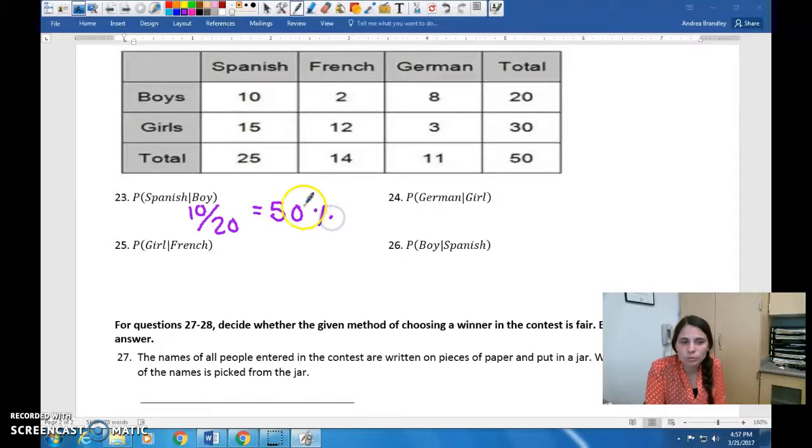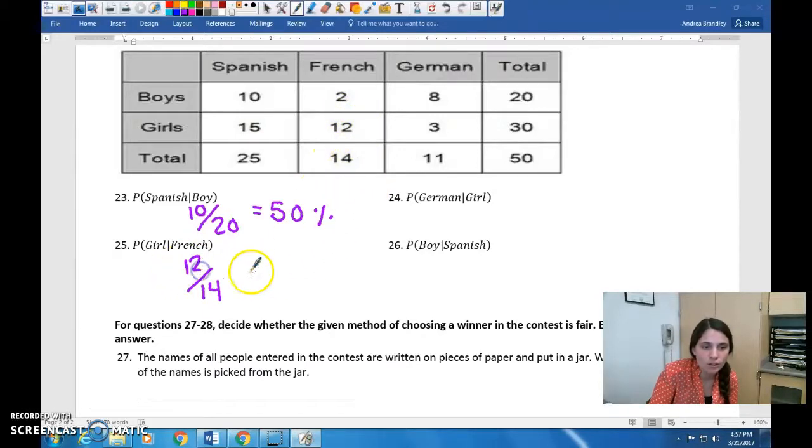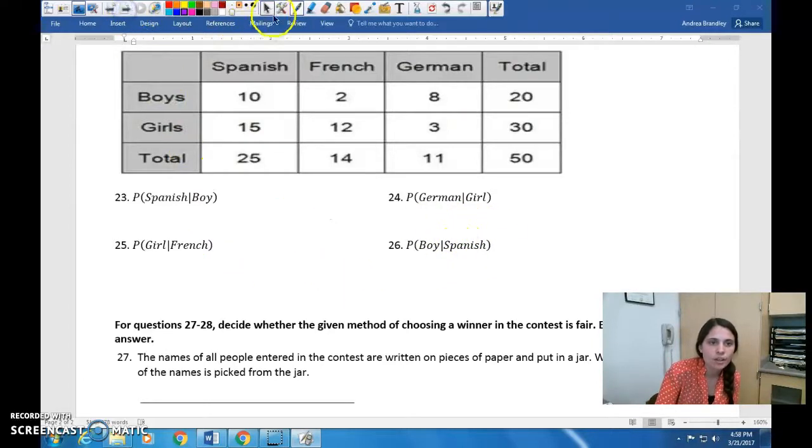So let me show you that thought process one more time on 25. This is the probability that the person's a girl if we know that they speak French. So we're going to start by asking, how many people speak French? 14 people speak French. Okay, how many of those 14 people are girls? 12 of them. So we have 12 girls out of 14 total. 12 divided by 14 gives me 86%. So go ahead and try 24 and 26 using that same logic.